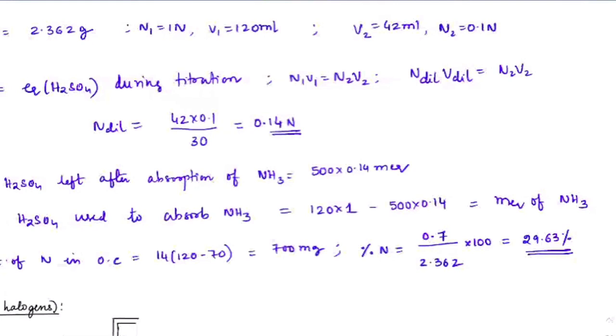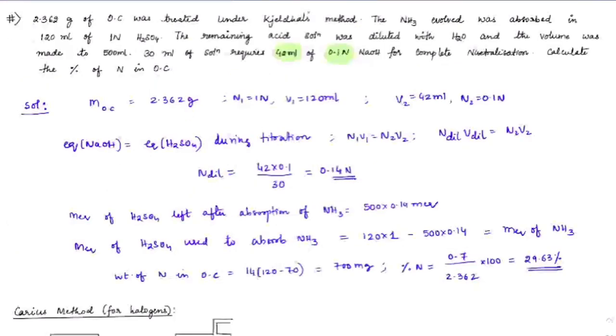Everybody check the solution carefully and let me know if you have a doubt. Sir, why have I considered N diluted, V diluted equals N2 V2, sir? Okay, check out. So what we have done, first after reaction with NH3, there was remaining amount of H2SO4. It was not directly titrated with NaOH. It was first diluted with water and made to 500 ml. But out of that 500 ml, I took a sample of 30 ml that was titrated with 42 ml of 0.1 normal. Are you getting it?